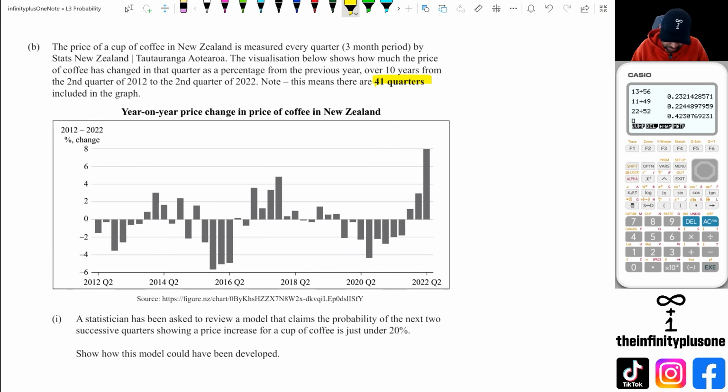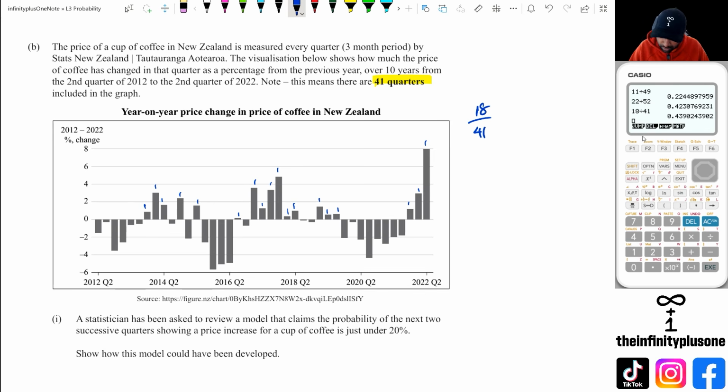Also, you can count all of these lines here, and you should end up with 41. Now, if you look at how many of them are in the positive, we've got 1, 2, 3, 4, 5, 6, 7, 8, 9, 10, 11, 12, 13, 14, 15, 16, 17, 18. So that's going to be 18 out of 41. Now 18 over 41 gives us a probability of 0.439.